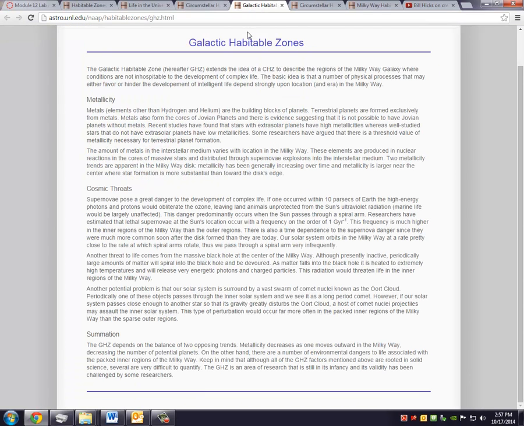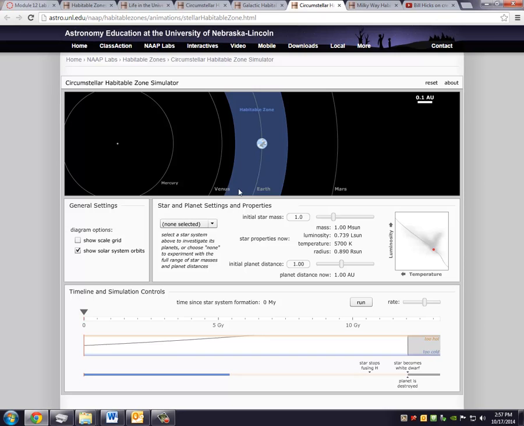We'll get to the galactic habitable zones a little bit later. But first of all, the circumstellar habitable zone simulator. What this allows you to do is to see a particular star. You can choose the star mass. So in this case, this is the sun. It's got a mass of 1, and notice my planet is 1 AU away from the sun. So it's Earth. And notice this was the distance, and it also gives the luminosity of the sun, all that kind of stuff. The temperature. So this is essentially our sun.